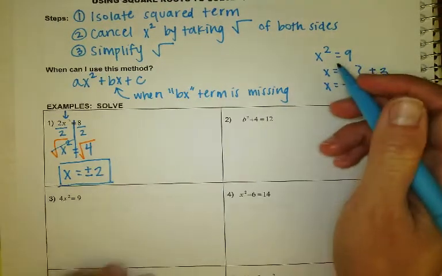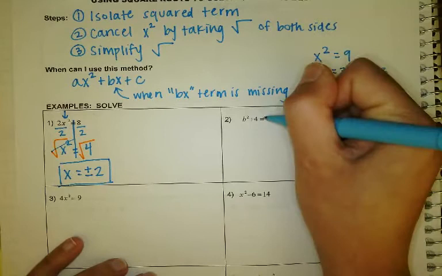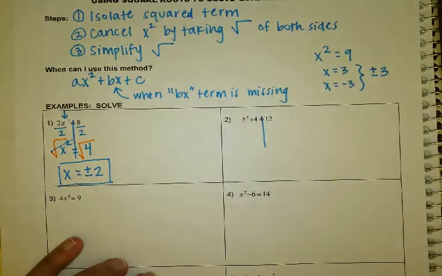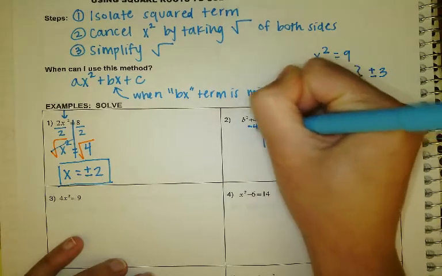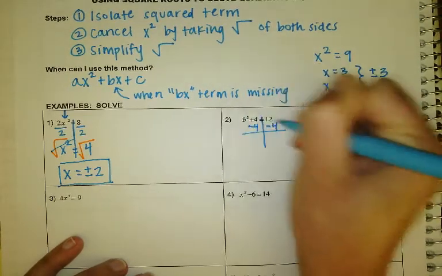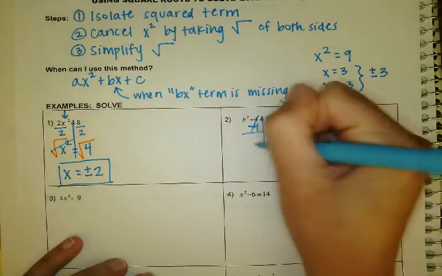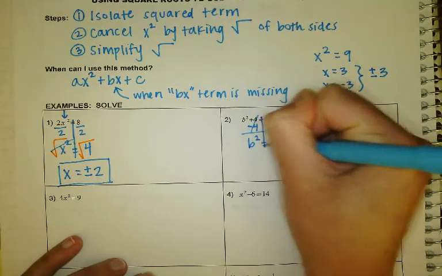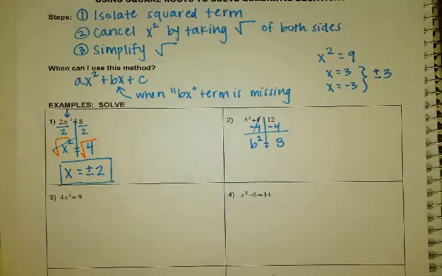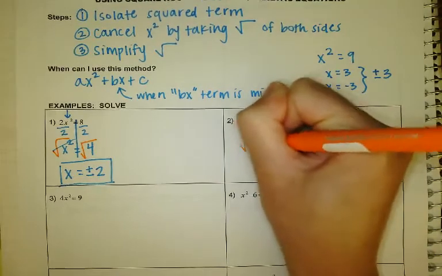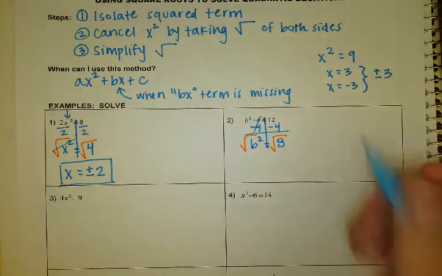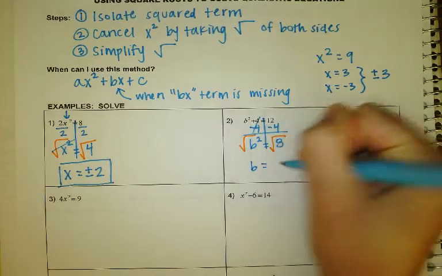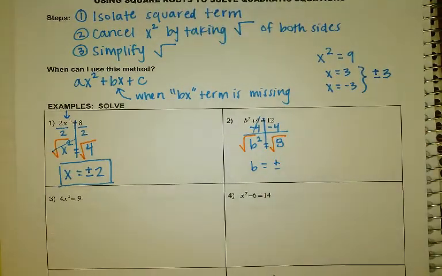Okay, let's try another one. The next one says b squared plus 4 equals 12. So I'm going to cancel the plus 4 by subtracting 4 on both sides. I get b squared equals 8. Now that the squared part is by itself, I'm going to take the square root of both sides. So b equals, I'm putting plus or minus so I don't forget.